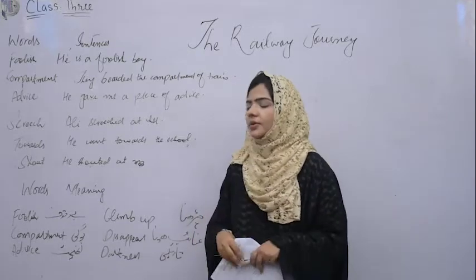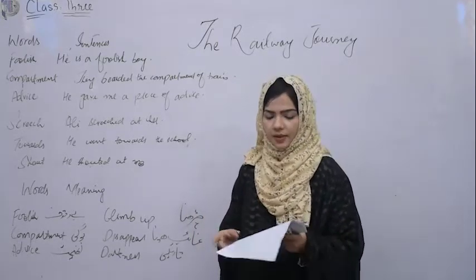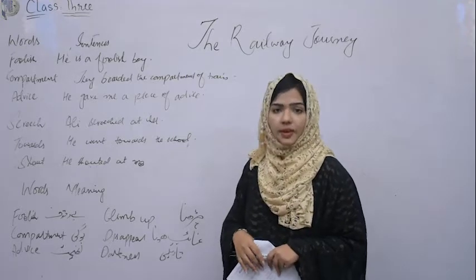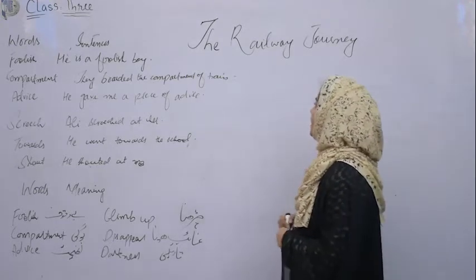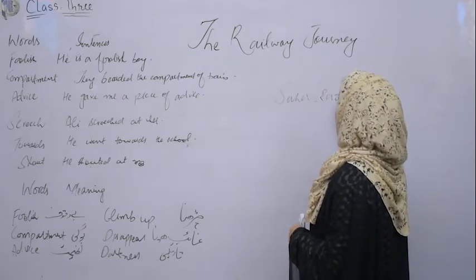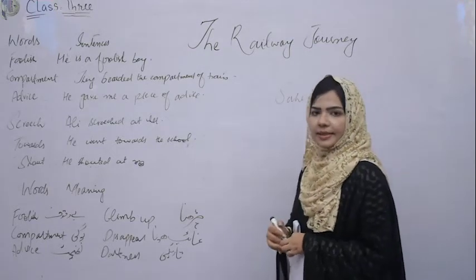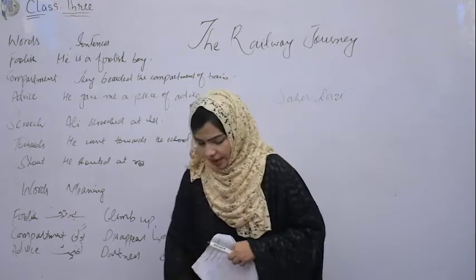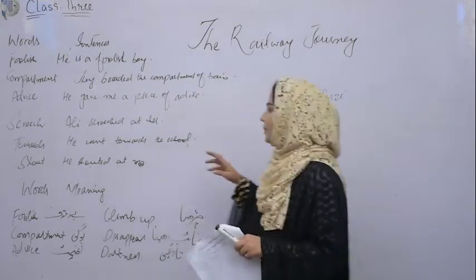There are two friends, their names have been described in the unit. Names are Sahir and Razi. Where are they going? They are going to Lahore to meet their friend Muiz. The name of their friend is Muiz. Now what happens, they are friends as well.